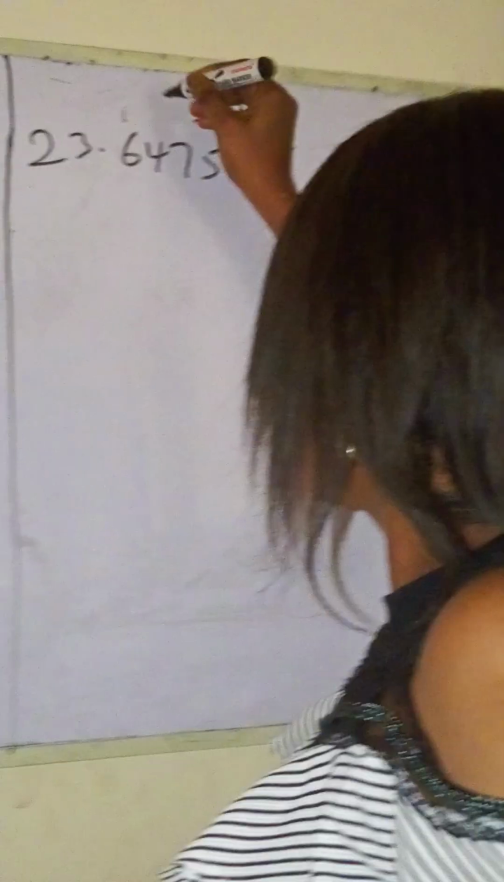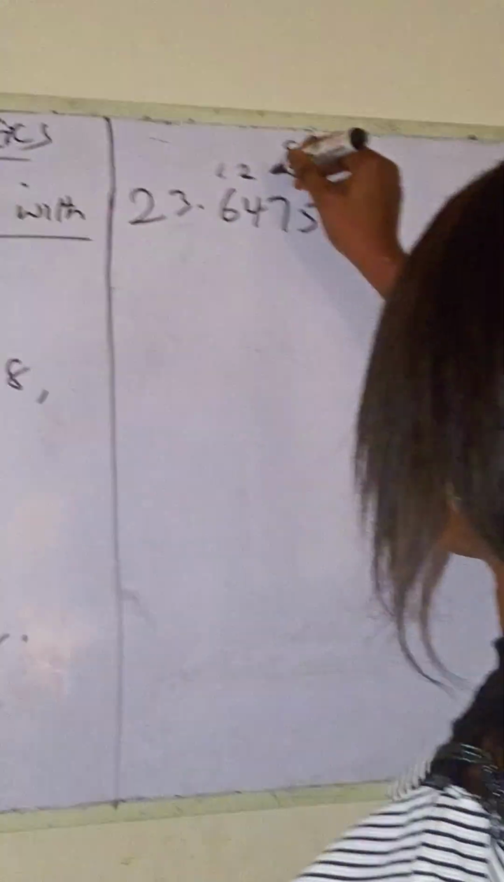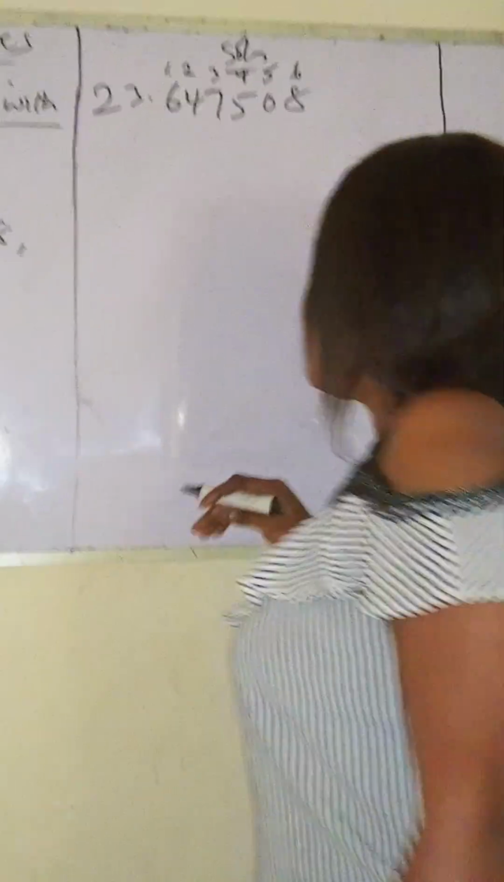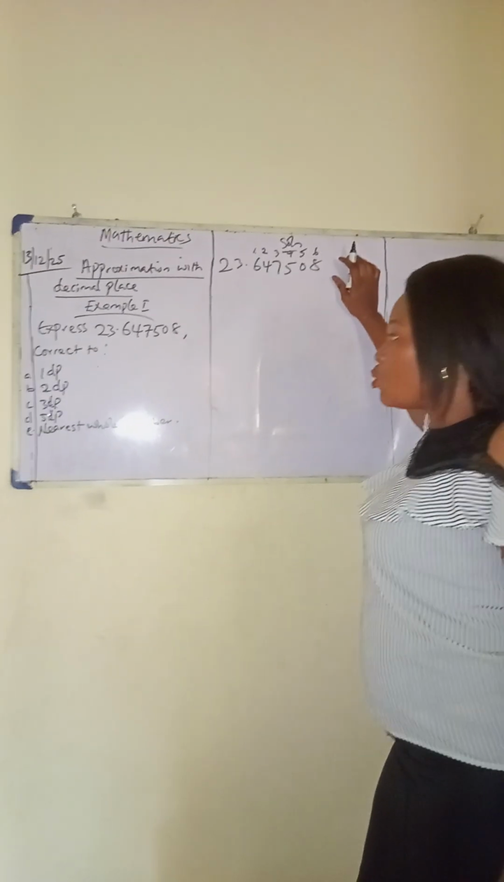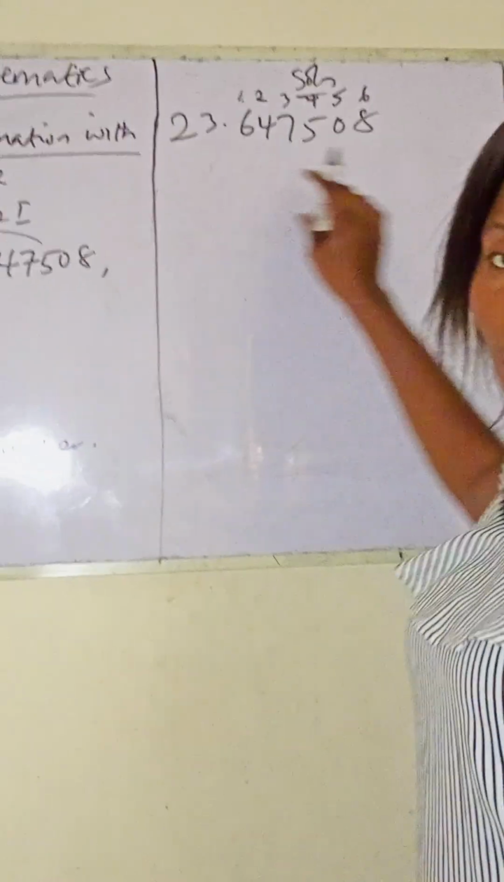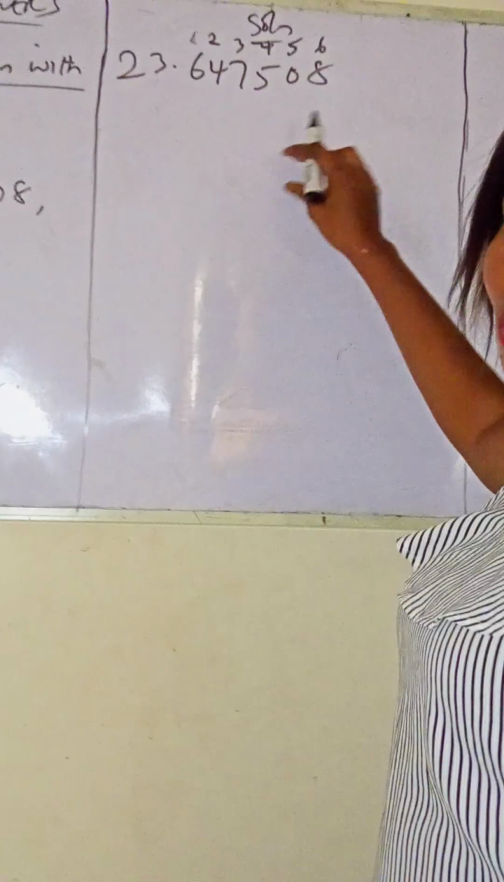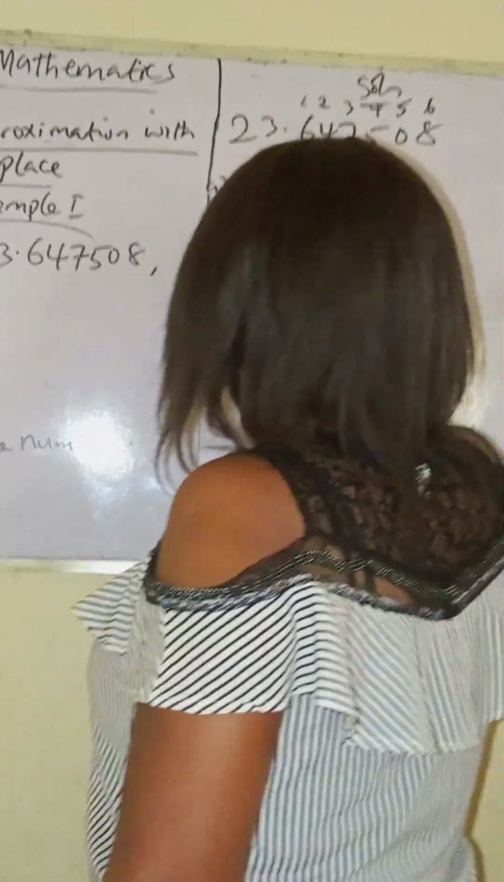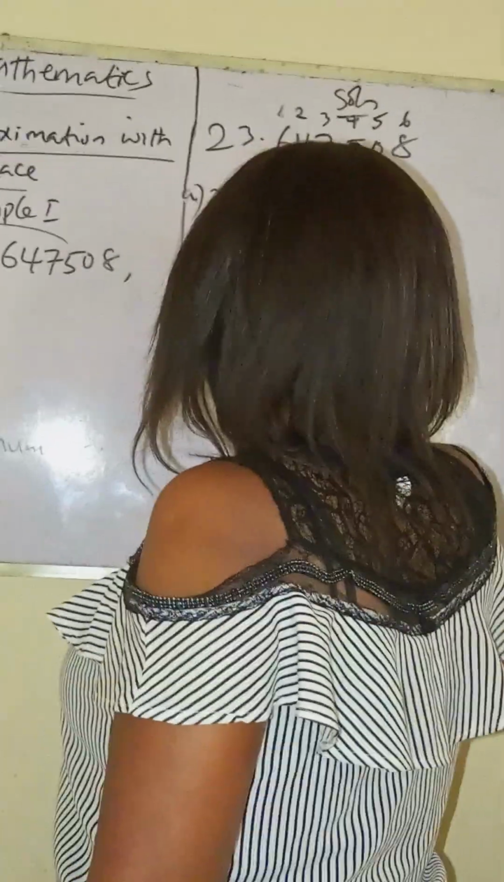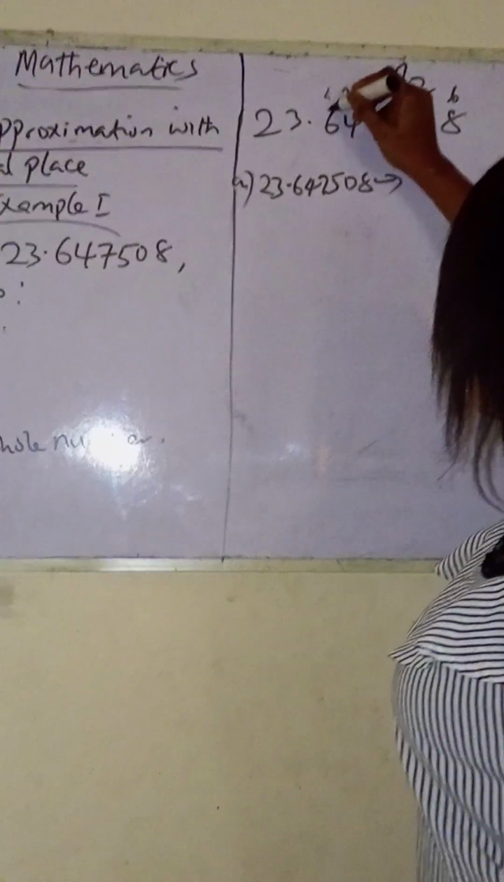You write your 1, 2, 3, 4, 5, 6. The essence of writing this number on top is for us to make use of the number depending on what we are asked to approximate. So now if you look at this, once we approximate to 1 decimal place, we are going to look at where we have 1 on top. That is where we are going to circle. So I'm going to write my first number A. We have 23.647508. To 1 decimal place, I'm going to circle where I have 1 now.